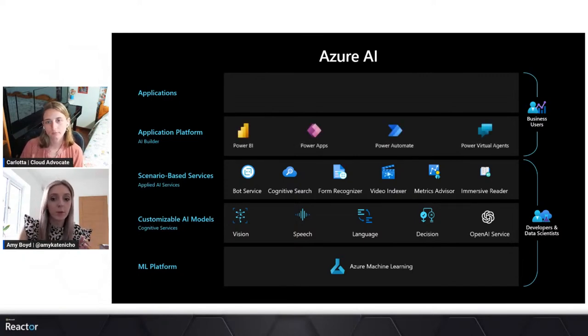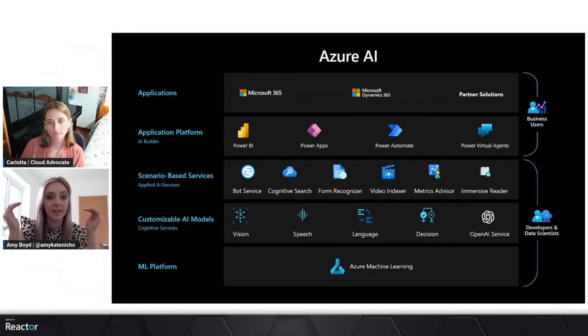But before we got there, all of this amazing service and its capabilities have actually been built into things like our application platforms, as well as our applications. You might have heard of some of the things we've been doing with Microsoft Bing, for example, a new search experience, as well as what we're building into things like Power Apps with our AI Builder technologies.